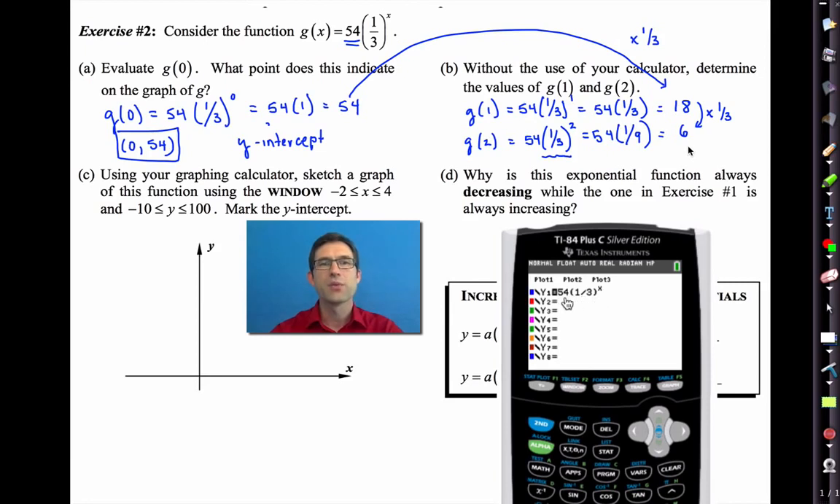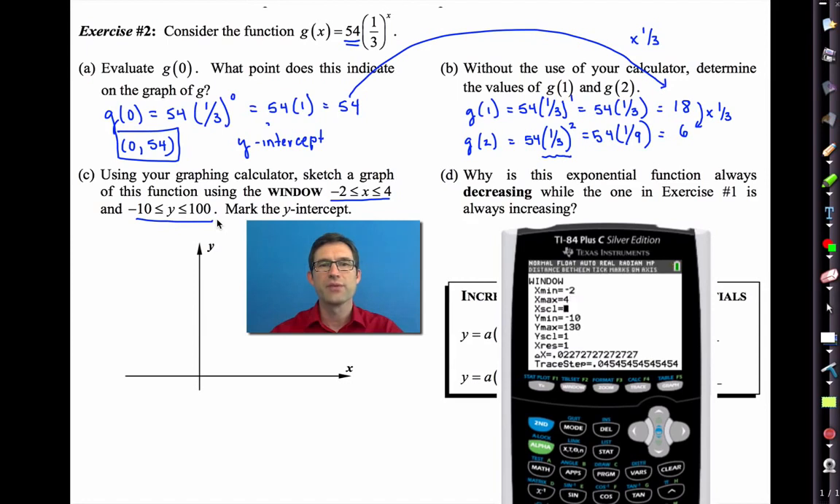Okay? So we've now got 54 times 1/3 to the x, and we now have to set our window. Now in this problem, instead of giving you the window on the axes themselves, I'm telling you what the window is, so let's do that. Let's go into the calculator, and into the window, right up here. Let's put in for x min, -2. For x max, we'll put in positive 4.